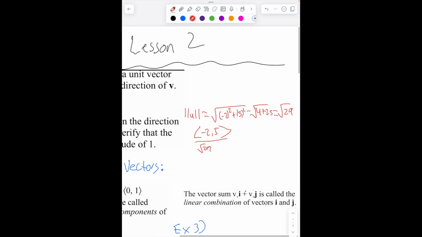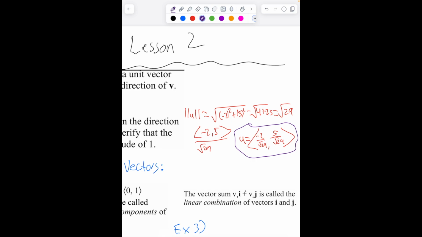And then if I think about splitting it up, u is equal to, just inputting my square root 29 into my vector, I come up with this. So now I'm going to find the magnitude of this new vector, which we just found right here, and see if that equals 1.